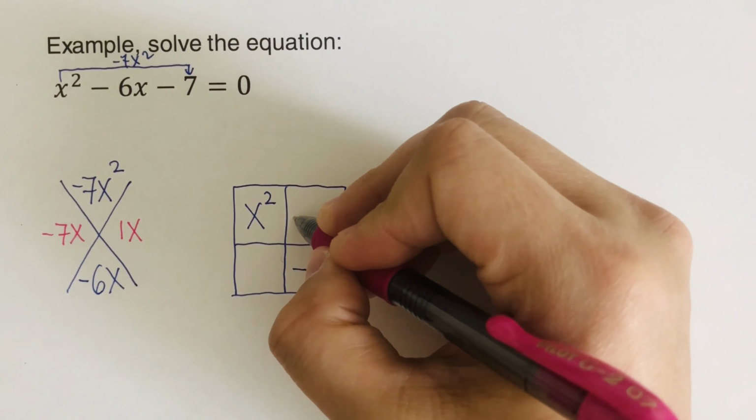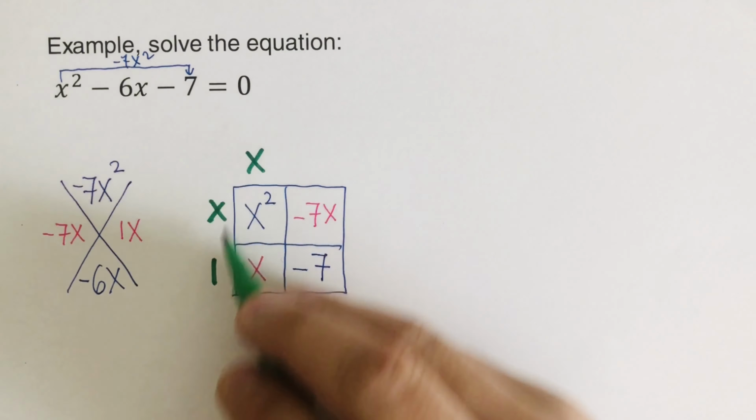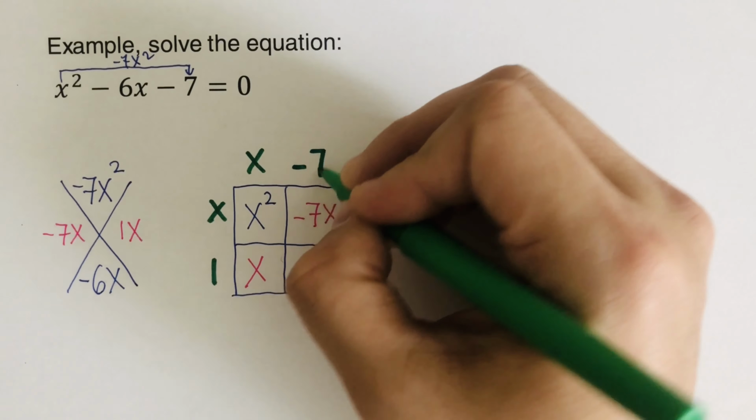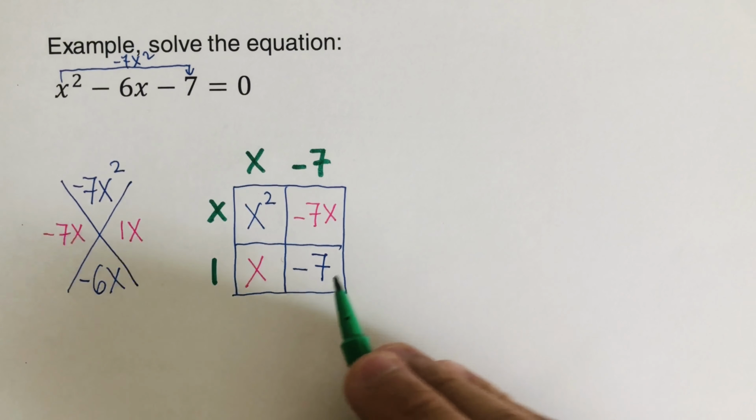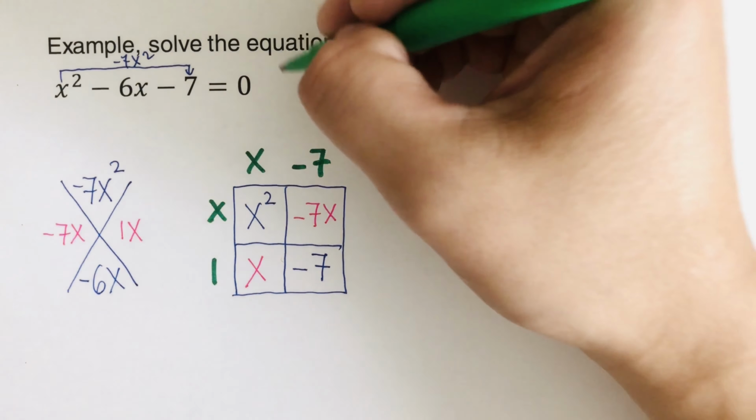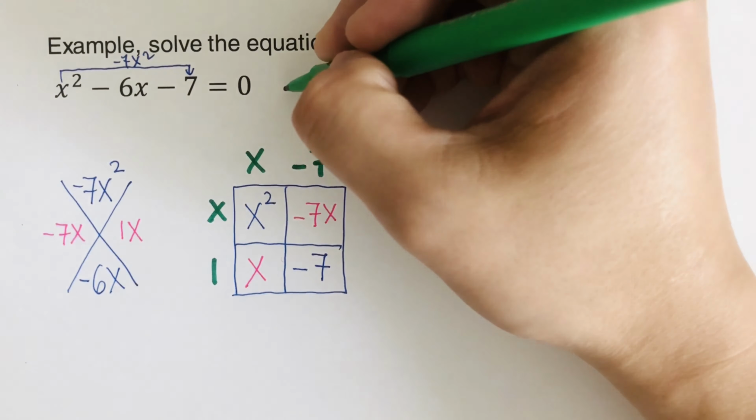So then we can go ahead and find the factors. That would be x and x. And so this is 1. So we have x times x, x squared. x times 1 is x. This is negative 7. Negative 7 times x is negative 7x. Negative 7 times 1 is a negative 7. So then the factors for this would be x minus 7 times x plus 1 equals 0. So that's the factored form.